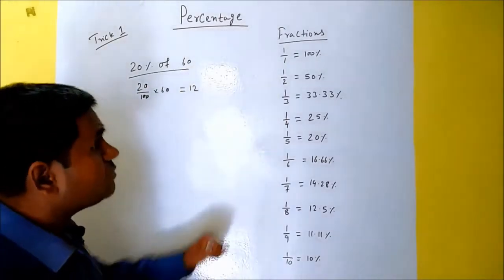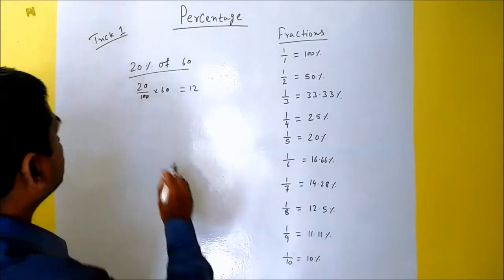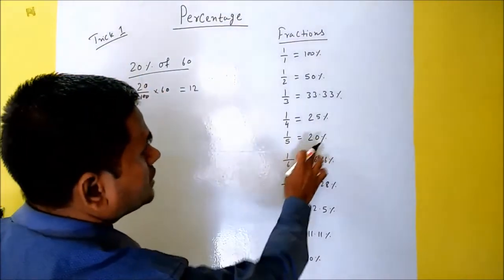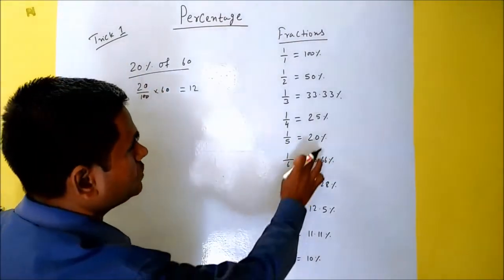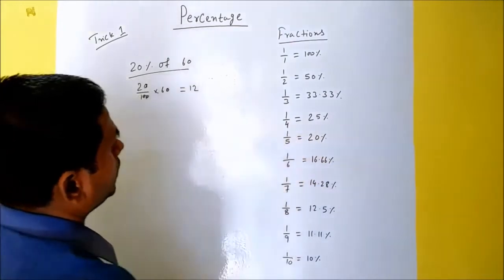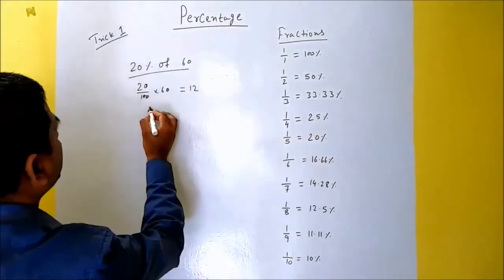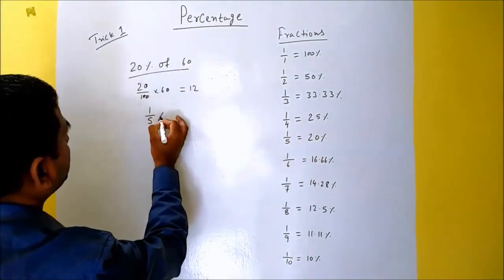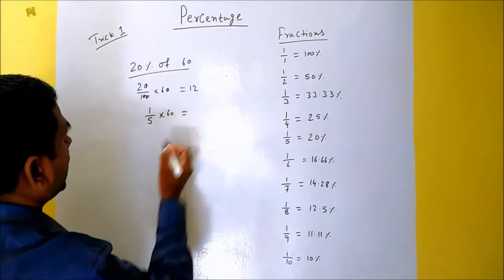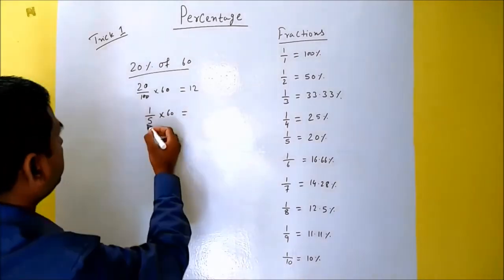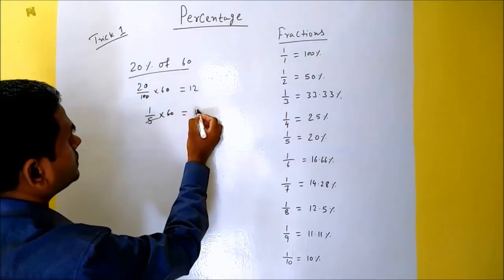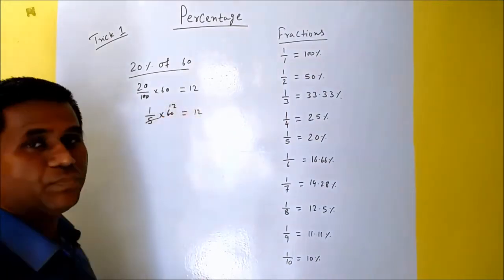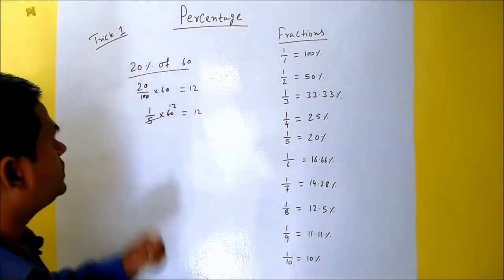So suppose you have memorized this fraction table. When it says 20%, as per this fraction table, the 20% value is 1 by 5. So directly we can write 1 by 5 multiplied with 60, and if we cancel, this gives us the same result, 12. Okay, so hope this is useful.